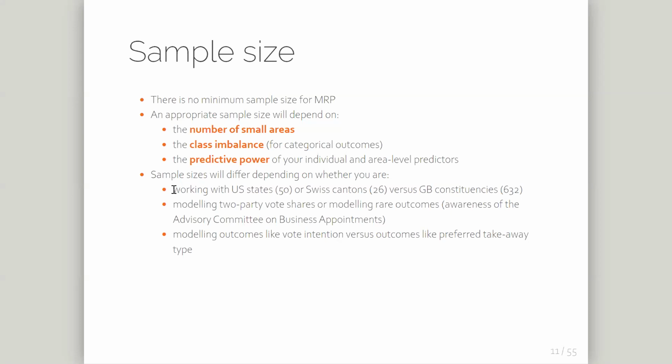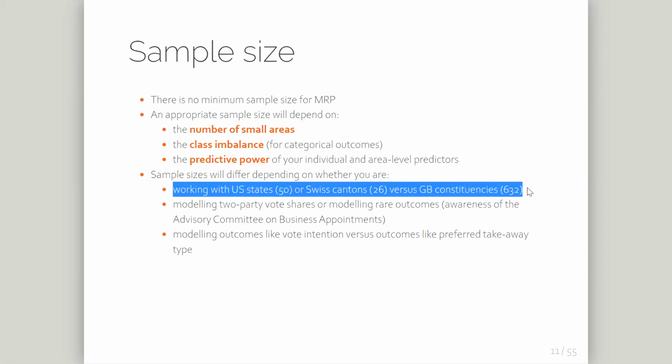Let's talk about the number of small areas first. If you're doing MRP in the US and you're interested in state level estimates, that's a lot easier than constituency level estimates in the UK, just because you've only got 50 areas rather than 632 for mainland Great Britain or 650 for the UK as a whole. The situation is slightly easier if you're in Switzerland, if you're doing Cantons.